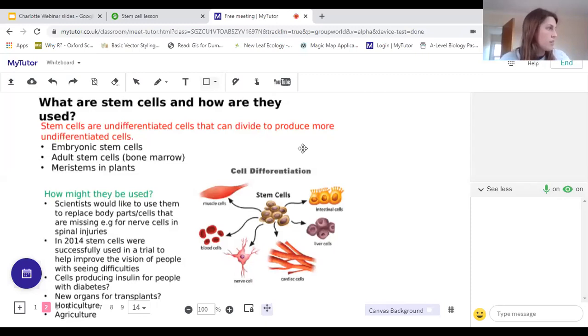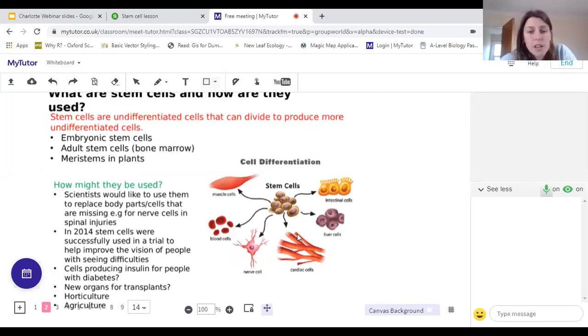Okay, so I suppose we talk about three different types of stem cells. So we talk about embryonic stem cells, adult stem cells, which are found in the bone marrow, and also meristems in plants. So we visited embryonic stem cells and meristems yesterday, briefly, but we didn't really talk too much about adult stem cells, which are found in the bone marrow.